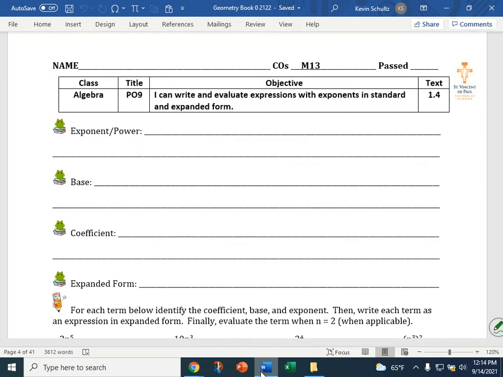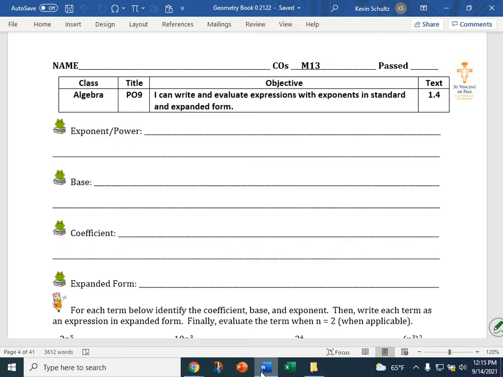Here we are going over PO9, which is actually our first objective of the year, but it's stuff that you didn't get last year, and so we're covering all of our bases now. This whole unit is going to be on exponent rules, and it's going to be helpful for us to go back and define everything that's involved in a power, from the exponent itself to the base to coefficients. We talk about expanded form.